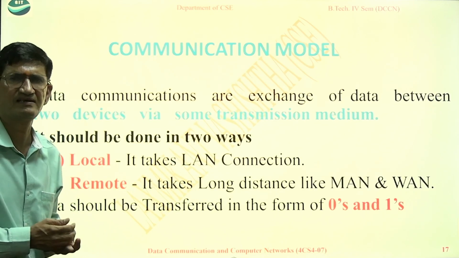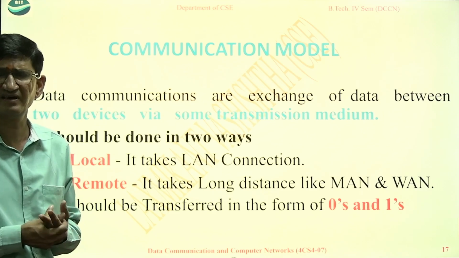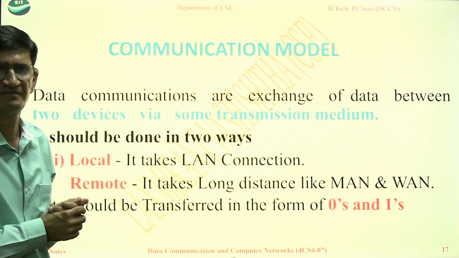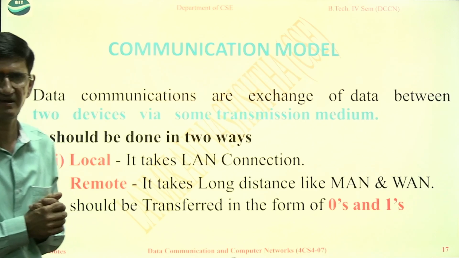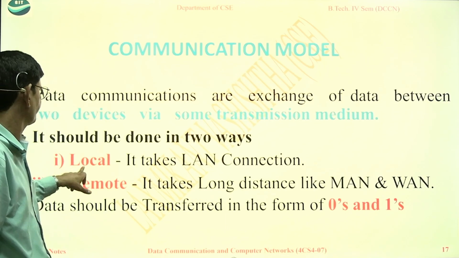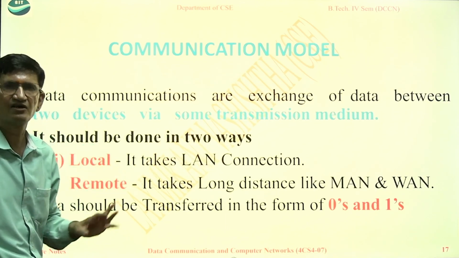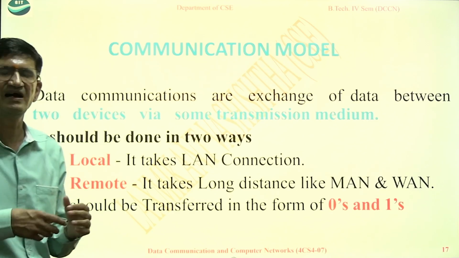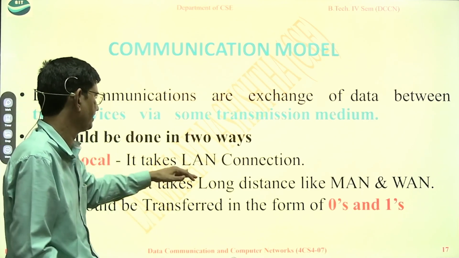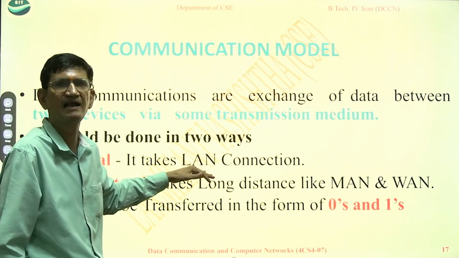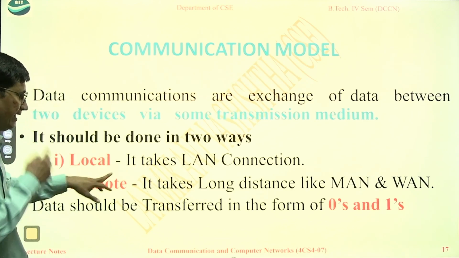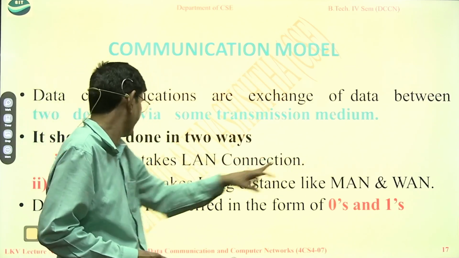Now, in today's date, which type of Ethernet cable is used? That is Cat 7. Cat 6 is outdated now. First, local, it takes a LAN connection. Obviously, when we want to share or communicate with any node, it has to be a part of a LAN. Remote, it takes long distance like MAN and WANs.